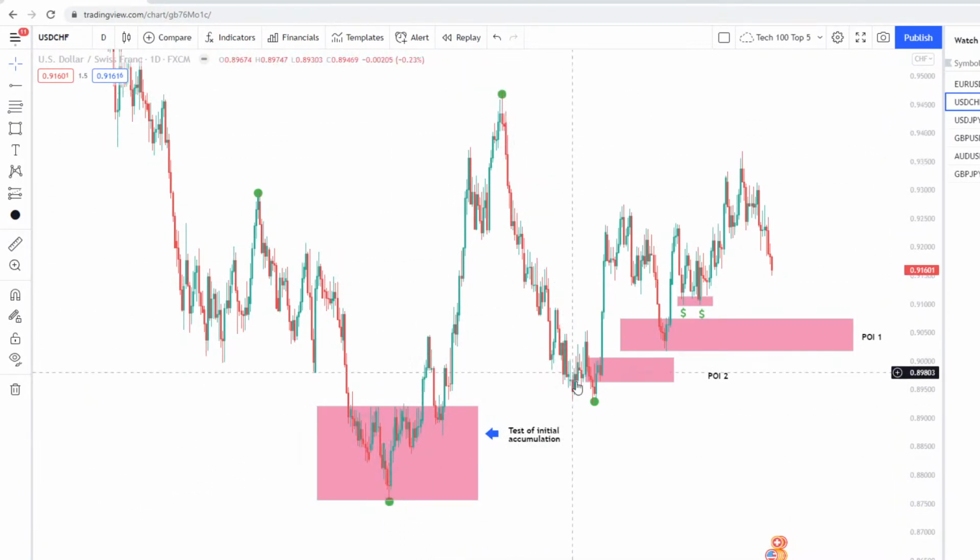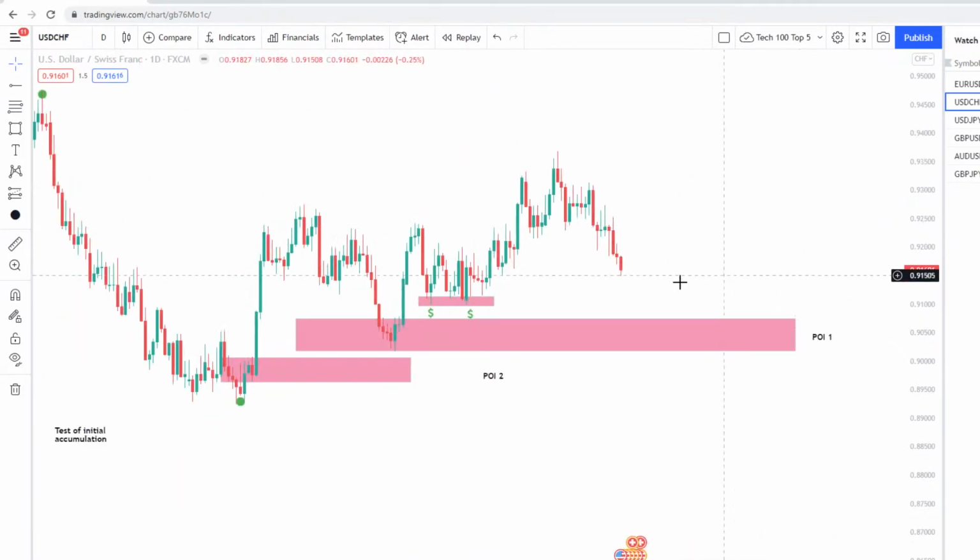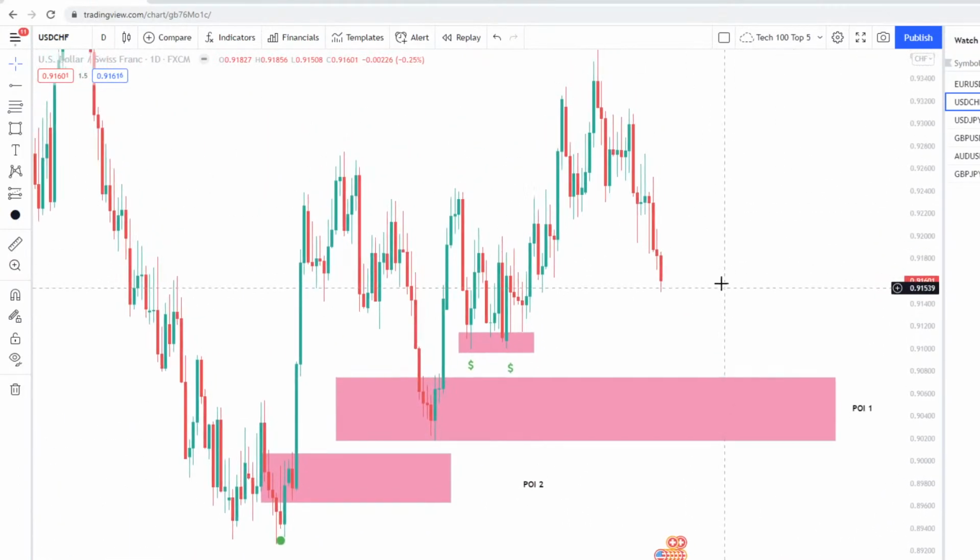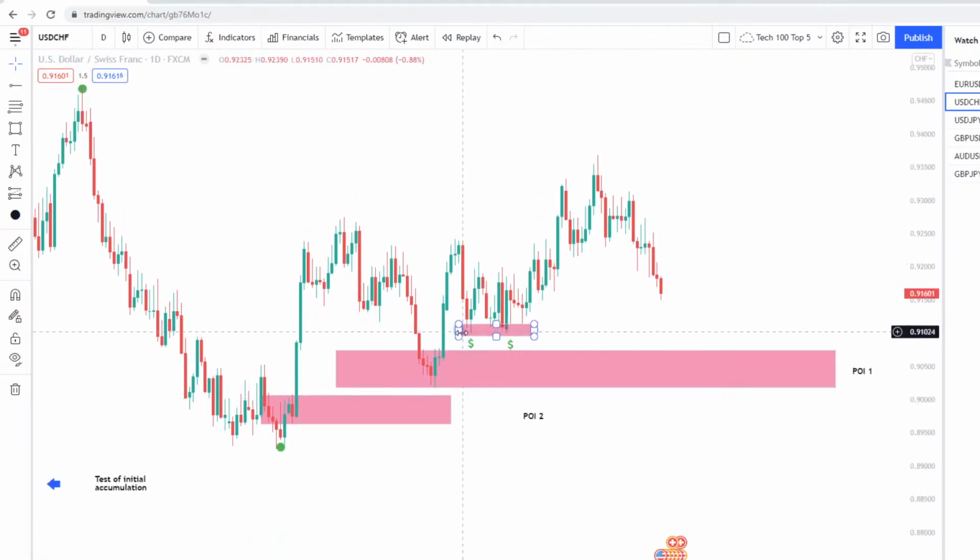We've broken that high, we've pulled back, and now we're just continuing following structure, pushing higher. Now, we don't want to be trading anywhere in here. As you can see, the price action is really choppy. So what I've identified is a bunch of equal lows, right?